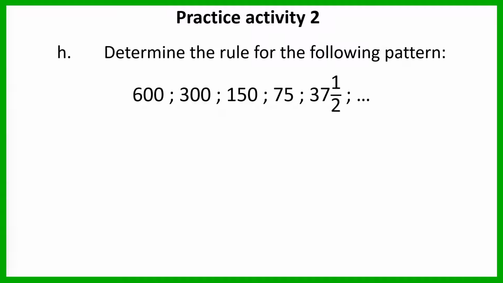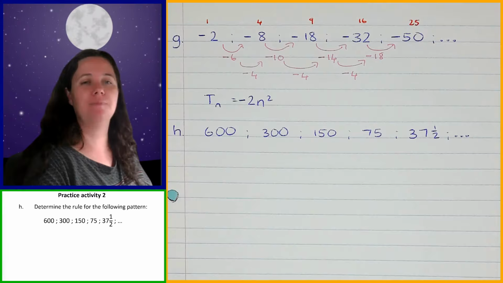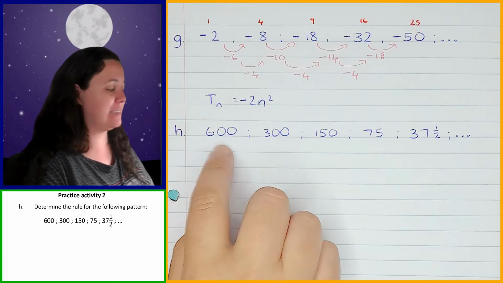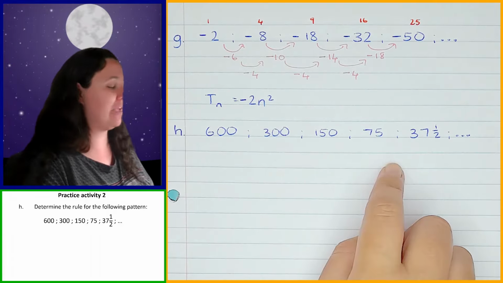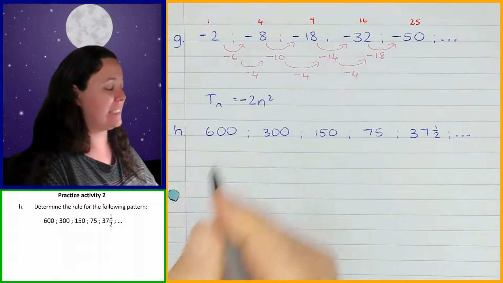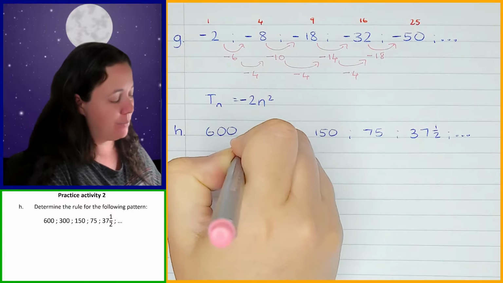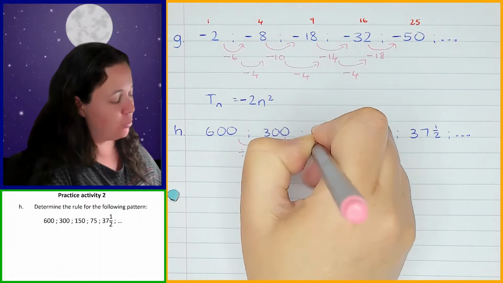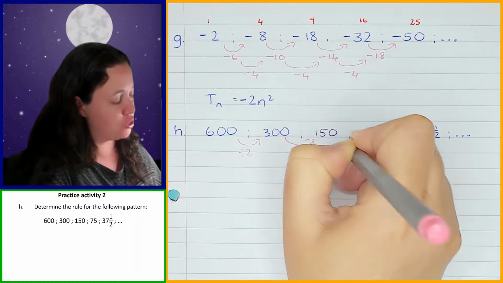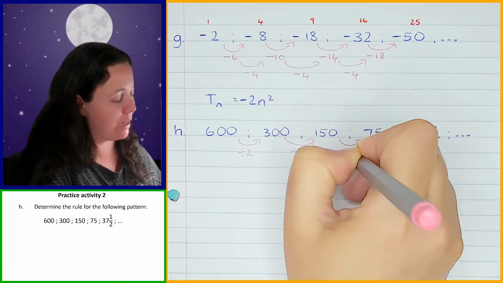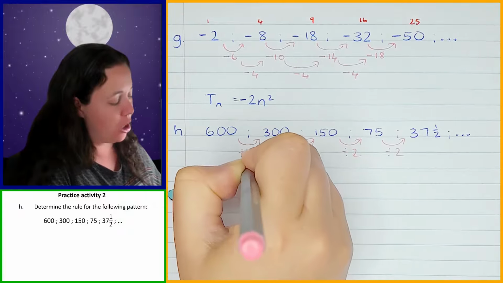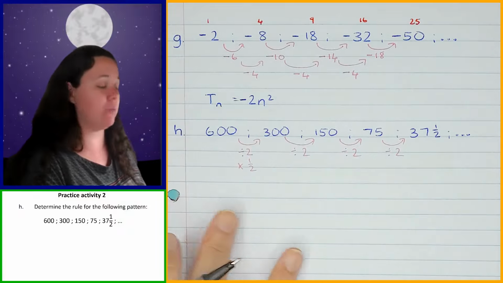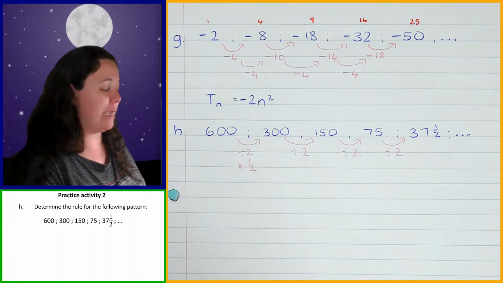Okay, so let's go through that and see what you should have got. So over here I have my pattern 600, 300, 150, 75, 37.5. So this doesn't have a constant difference. It does have a constant ratio. If you divide by 2, then you will get the next term. Now remember, dividing by 2 is the same as multiplying by a half. So our constant ratio is a half. Remember, your ratio is what you are multiplying by. So I'm multiplying by a half.